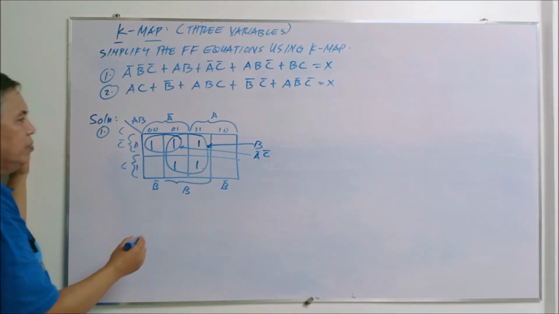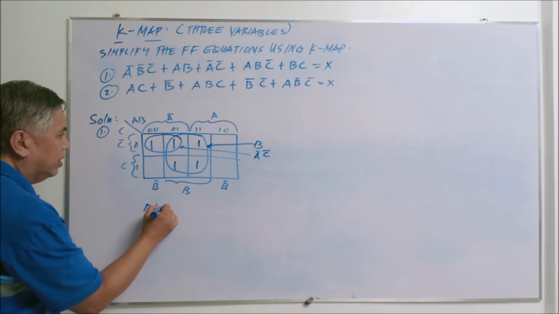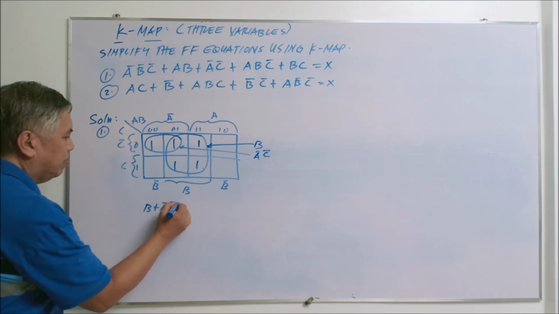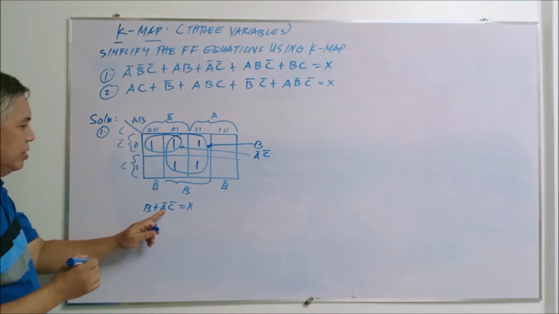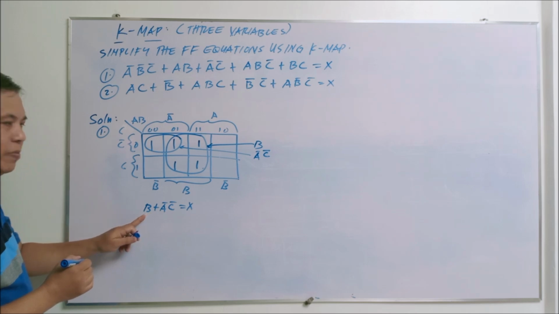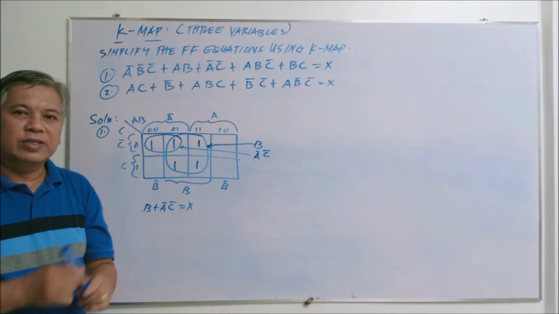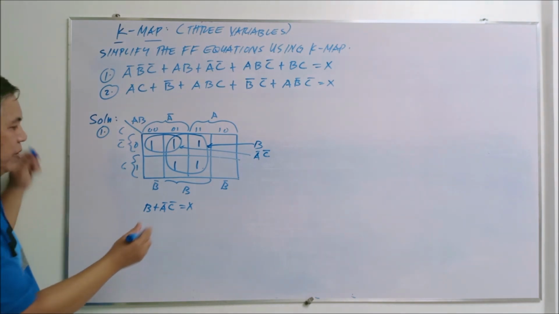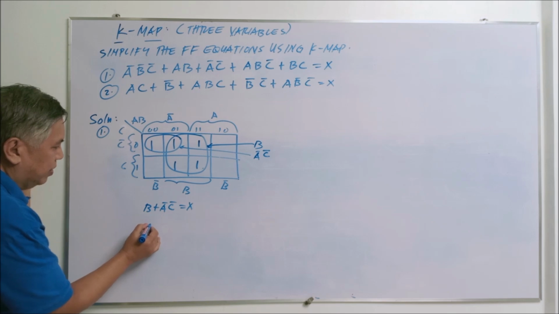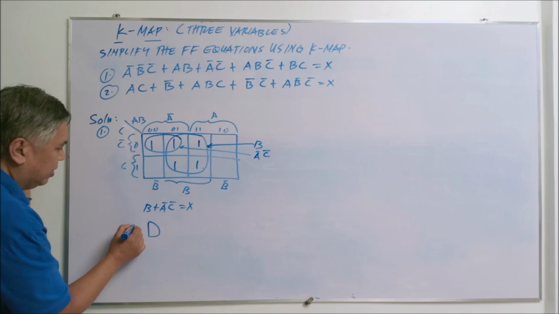So your equation will now be B plus A bar, C bar is equal to X. Again, why plus? Because this is a product term, this is another product term, and they are logically added together. The sum of products expression. Okay, so what will be our logic circuit? So we have here AC, so you have an inverted AND gate.